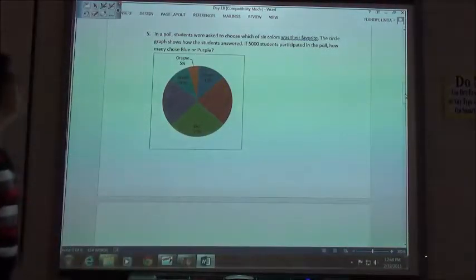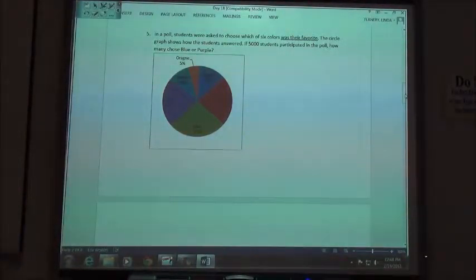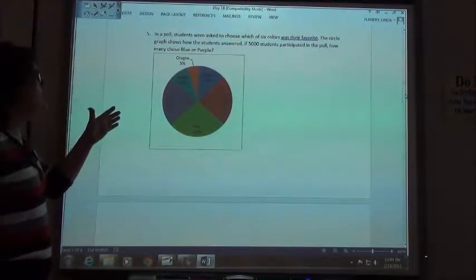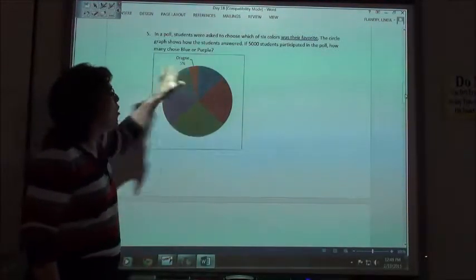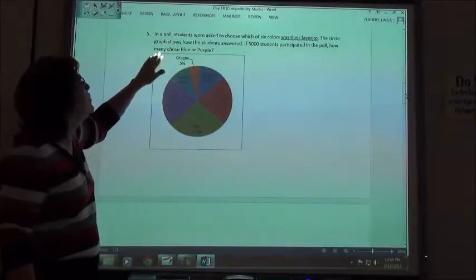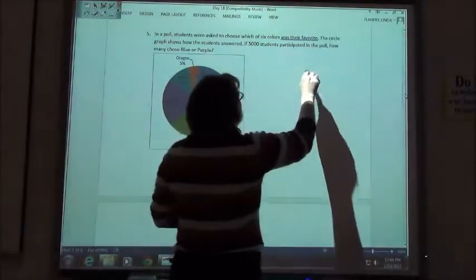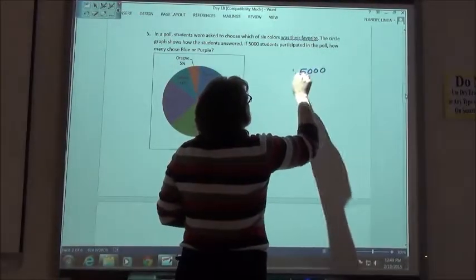In a poll, students were asked to choose which of 6 colors was their favorite. The circle graph shows how the students answered. 5,000 students participated in the poll, so that's all of them that there are. How many chose blue or purple? So 5,000 is my total.